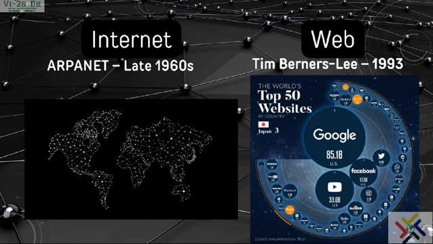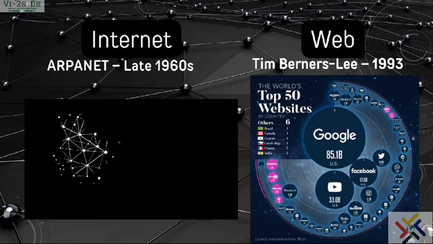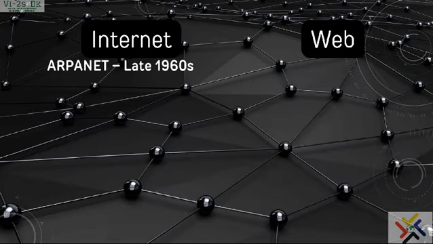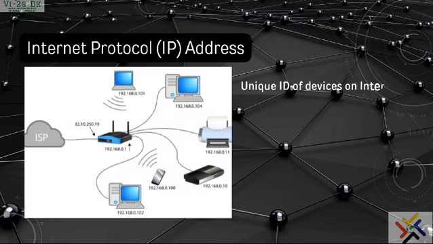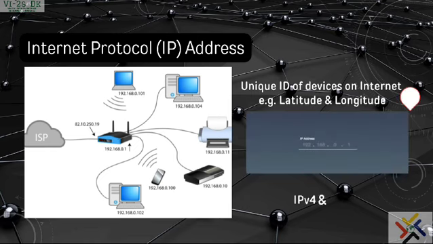Every device that is connected on the internet is identified by a unique internet protocol address. Just like every place in the world has a unique latitude and longitude, there are two main standards of this IP address: IP version 4, which has 4 bytes, and IP version 6, which has 16 bytes.